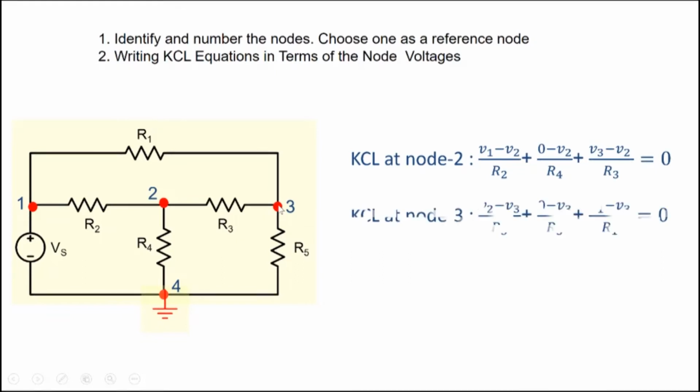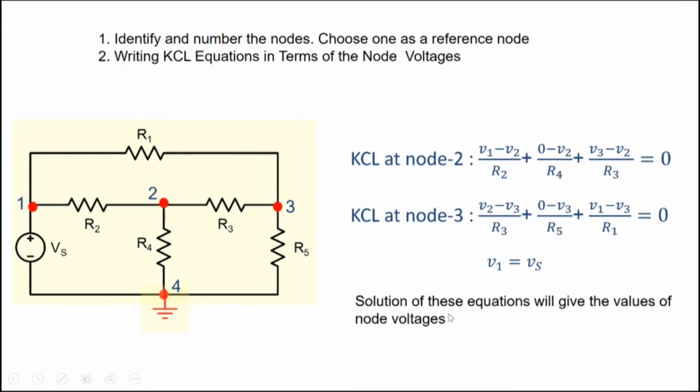So that gives us one equation when we write it at node 2. Similarly, we can write it at node 3. Current coming from the left, (V2 - V3)/R3. That's one current. Current coming from the bottom, (0 - V3)/R5. And then current coming from the top, which will be (V1 - V3)/R1. So that's another equation. And we already know V1 equals Vs, so the value of V1 is known.